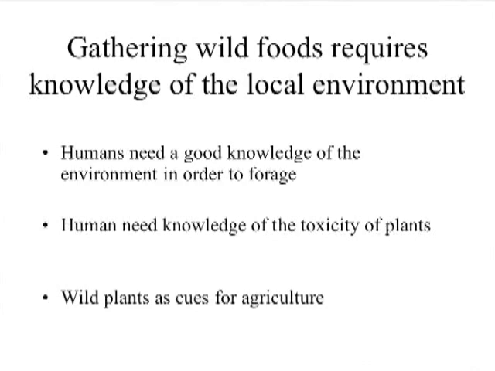So for instance, in order to be able to gather wild plants, humans need to develop a good knowledge of where things grow, where things produce best, at what times of year they produce, what other things eat them, what things affect them, etc. So all these ecological interactions people develop a knowledge of.